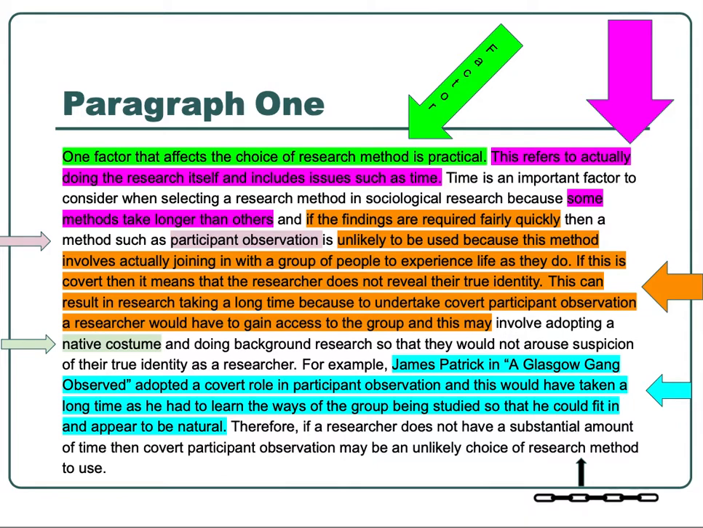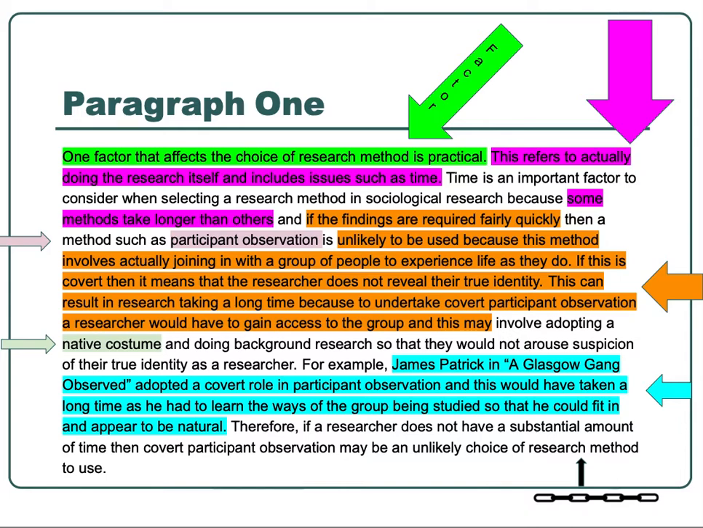It's really good to use examples, but, and this is the point, don't get too worried about this, the name of the study isn't really what makes this good. What makes it good is the way that this candidate has used this study. And that is, they've used the study to show the examiner exactly how the factor of time relates to the choice of method.